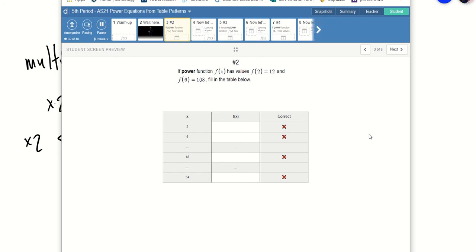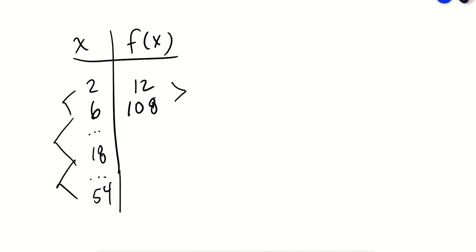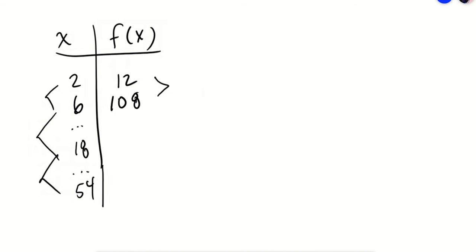All right, number 2. So now we just need to fill in this table. So let's just make that real quick. 2, 6, 18, 54. f of 2 equals 12 and f of 6 equals 108. So from 2 to 6, that's times 3, right? x times 3, 2 times 3 is 6. And then from 6 to 18, that's times 3.